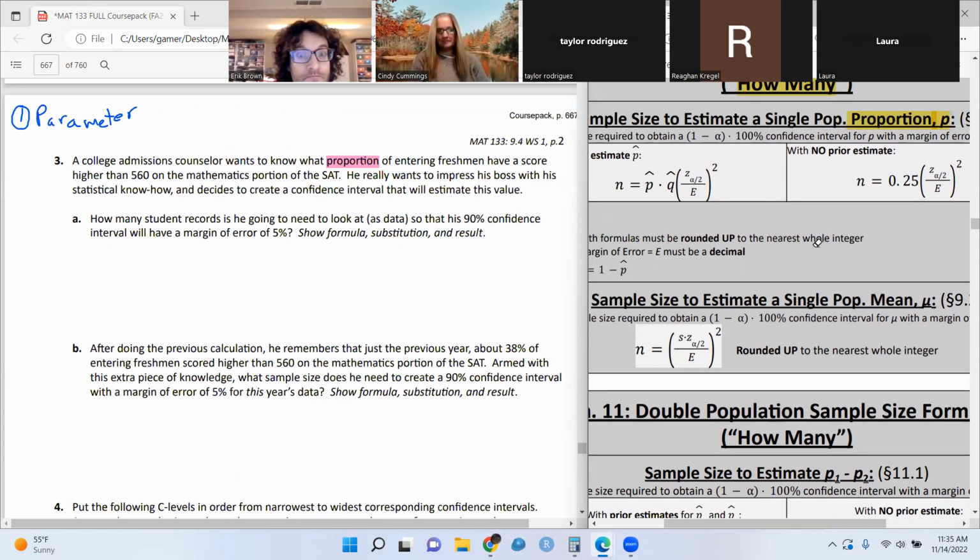Do we have a prior estimate? In A, I don't see a prior estimate. How about in B? Is there a prior estimate? Yeah, what is it? The previous year's freshman percent, 38%. Good. So B uses the formula with the prior estimate, and for the first one we're using n equals the version with 0.25.